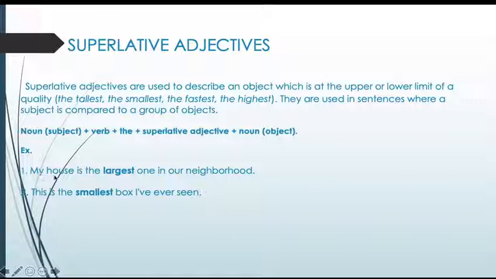Examples: my house is the largest one in our neighborhood. So my house is a subject, is a verb, the largest is a superlative adjective, one in our neighborhood is the object. Another example: this is the smallest box I have ever seen.